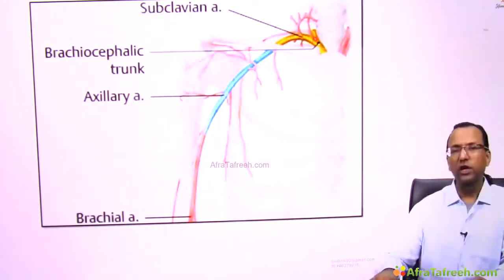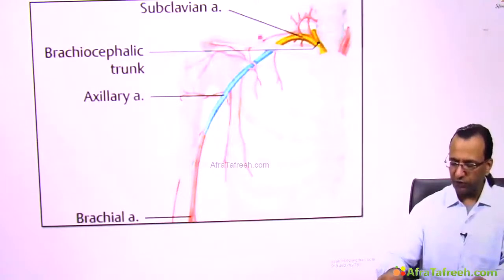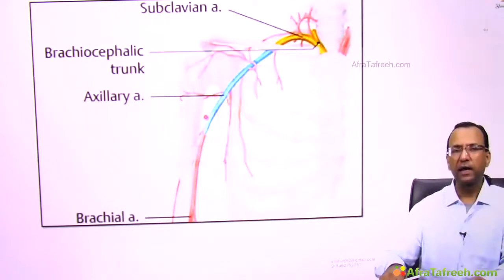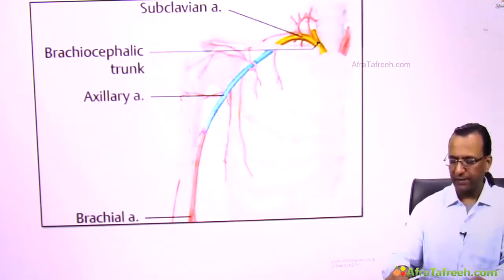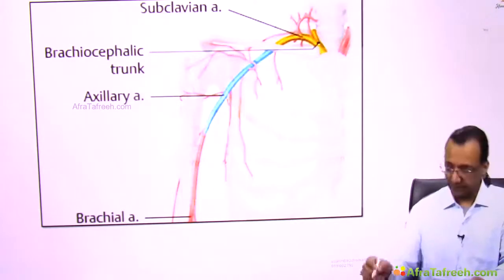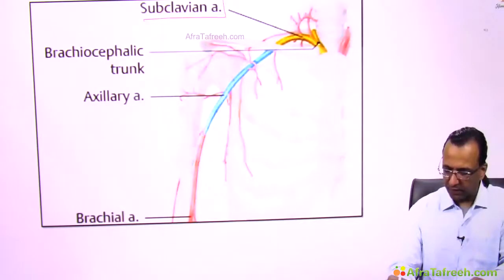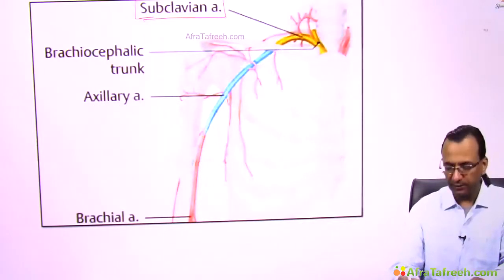it will cross the outer border of the first rib to enter the axilla and become the axillary artery, and then after crossing the lower border of the teres major, it will enter the arm to become the brachial artery. So we have to understand that it is called the subclavian artery under the clavicle in the neck region.